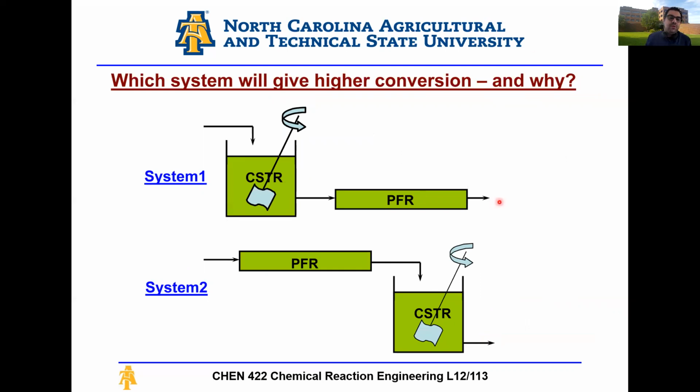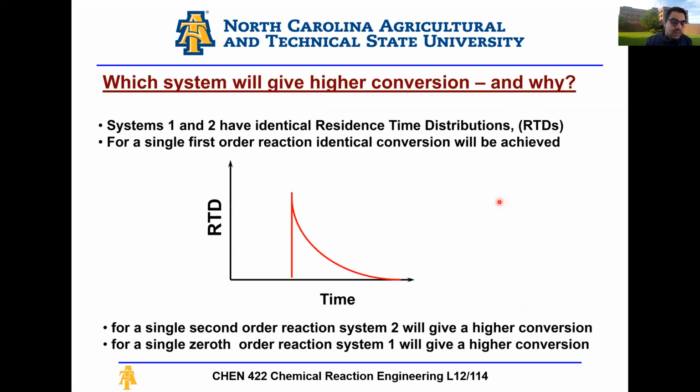Then we had an example: which system would give a higher conversion, system 1 or system 2? We look at the RTD versus time, and you basically do a mass balance to determine which system is operating efficiently and which is not. So this is the end of the review slides.